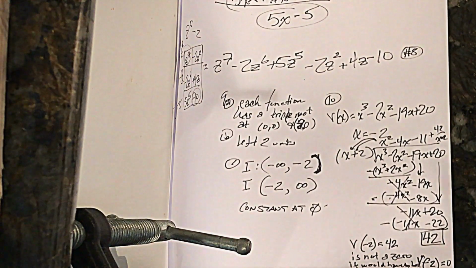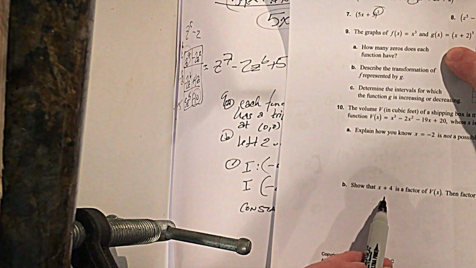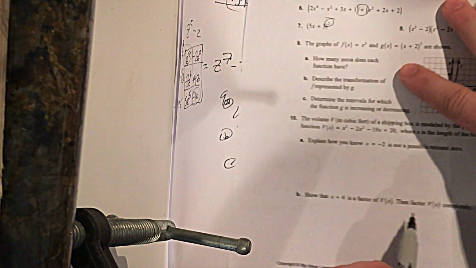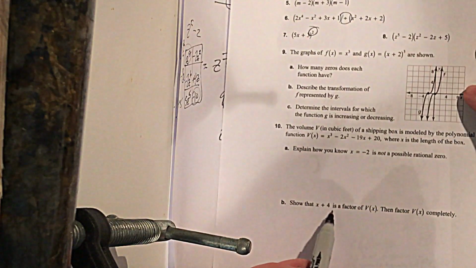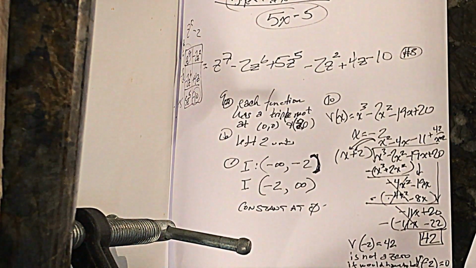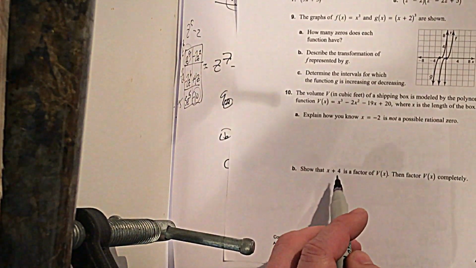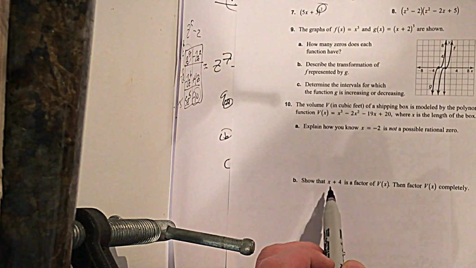There is 10a. And now let's do 10b. 10b, show that x plus 4 is a factor of the function, and then factor it completely. Again, factor, they're just talking about division here. Show that x plus 4 is a factor. So that's all we're going to do. We're going to divide this function v of x divided by x plus 4.